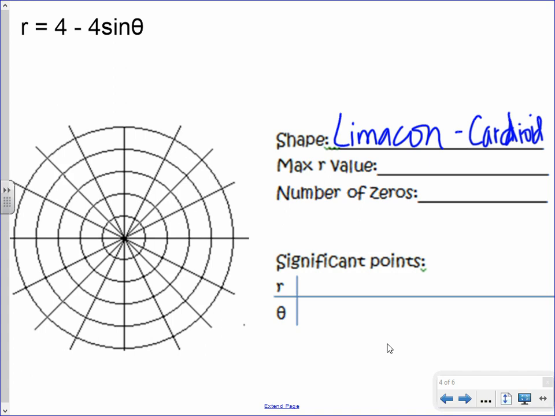How do you know it's a cardioid? 4 divided by 4 is 1. A divided by B is 1. Okay? Our max R value, Nicole, what would it be? 8. A plus B would be 8. Okay, and we're thinking of B as a positive 4, and there's just subtraction between A and B. All right, we'll save the number of zeros for the end.